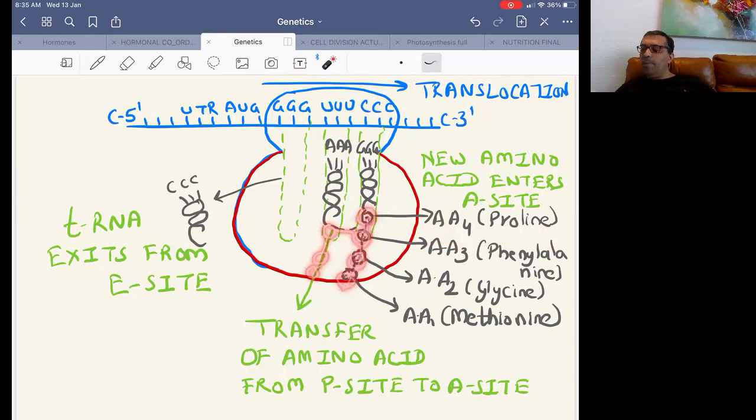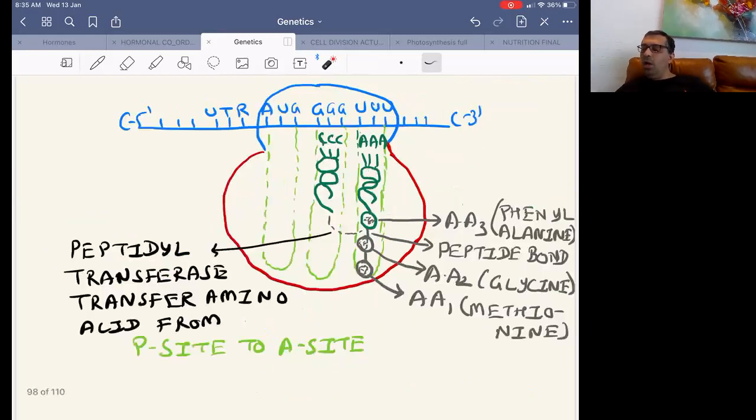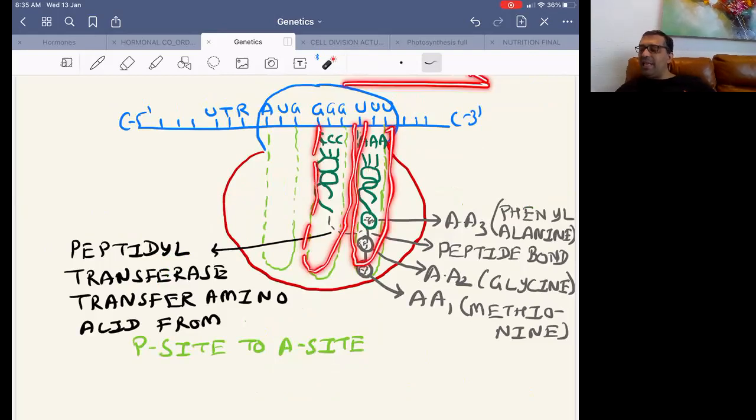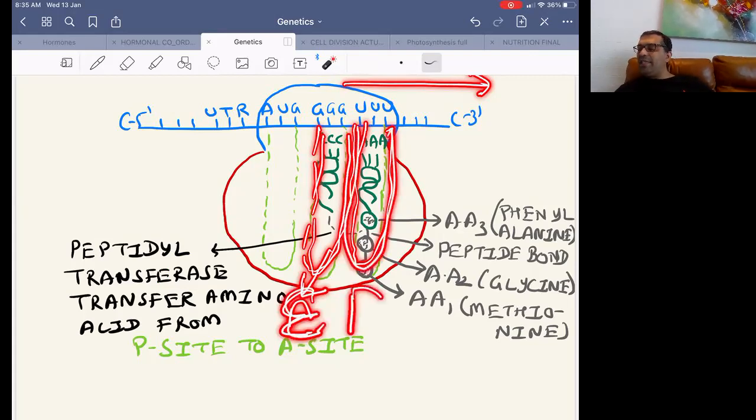If you remember, on translocation, what will this site be? This is the P site. What will the P site become? The new E site. What will the A site become? The new P site.